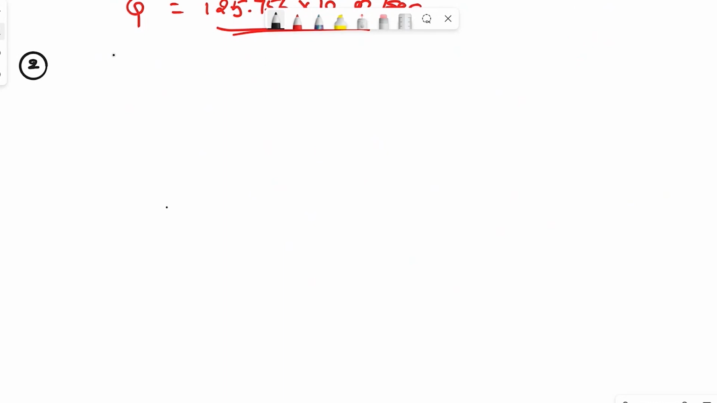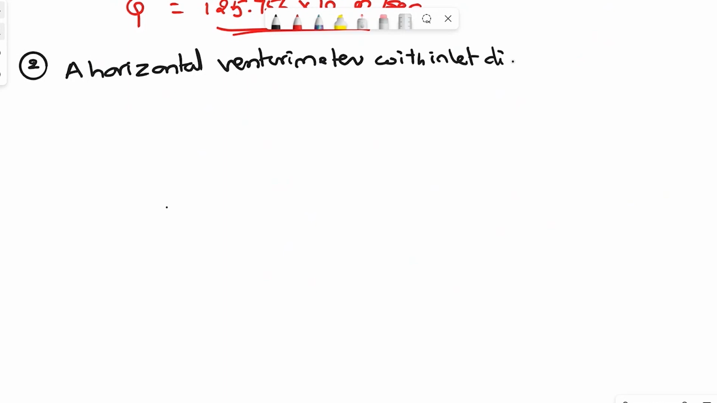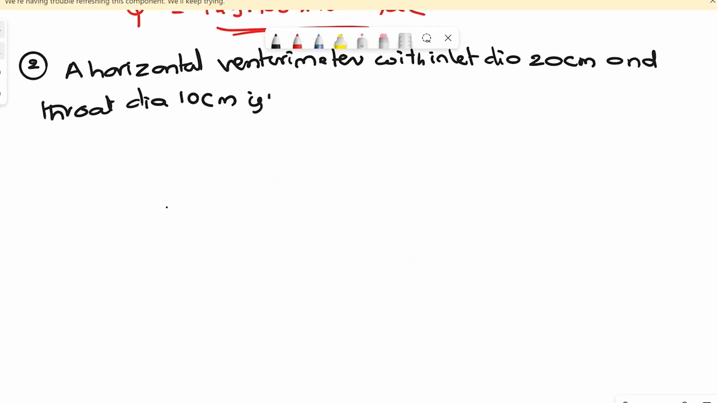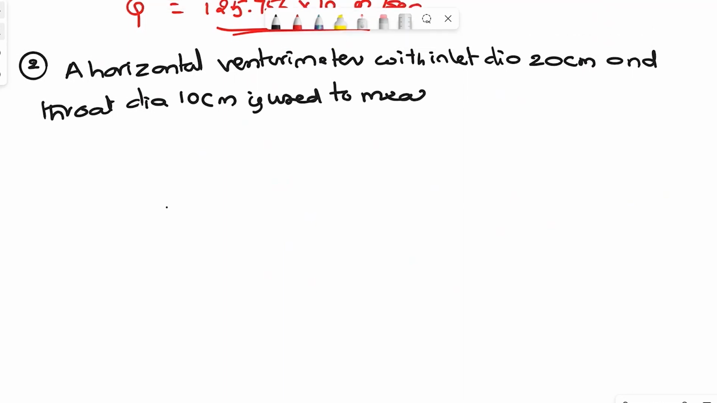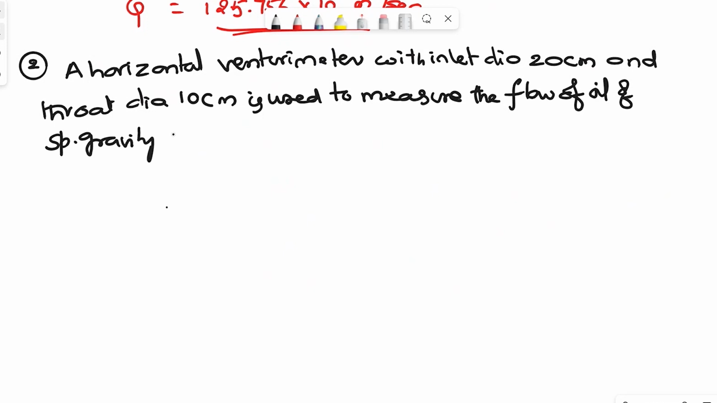I will take up a horizontal venturi meter with inlet diameter 20 centimeters and throat diameter 10 centimeters, used to measure the flow of oil of specific gravity 0.8.